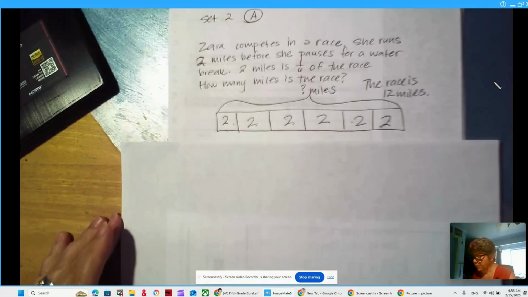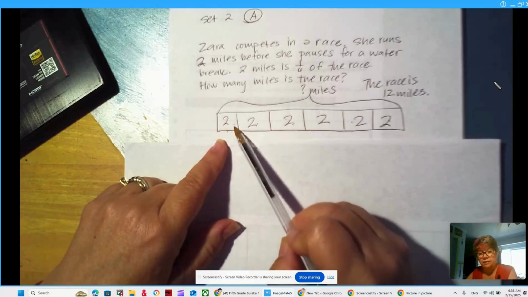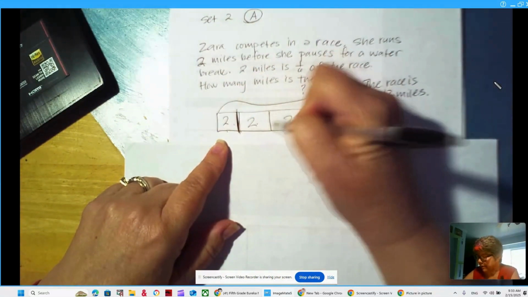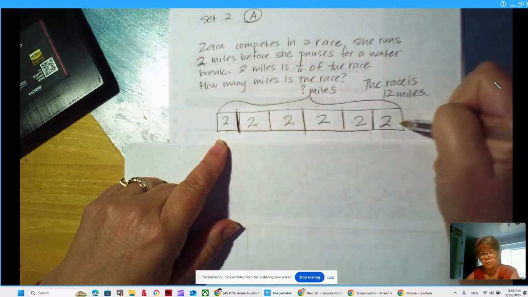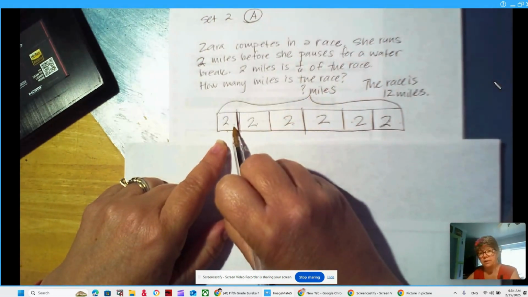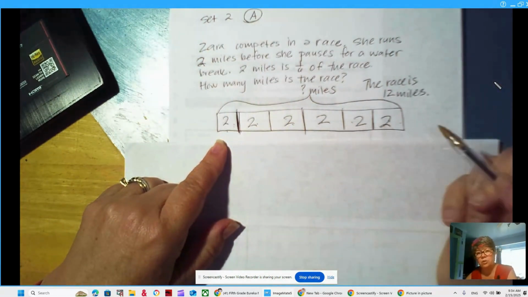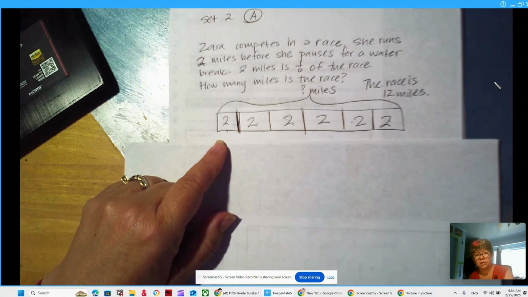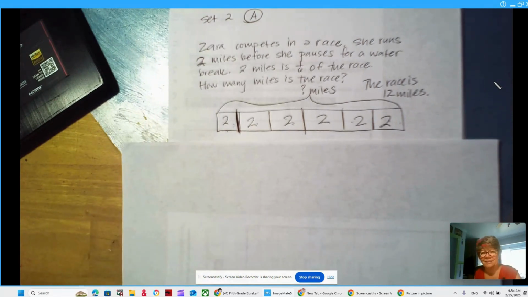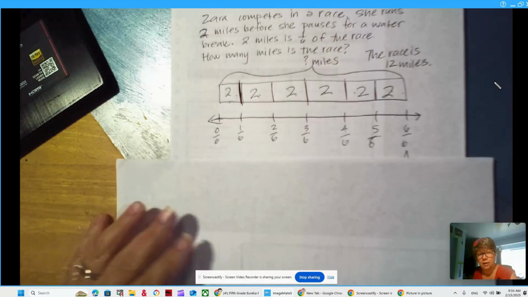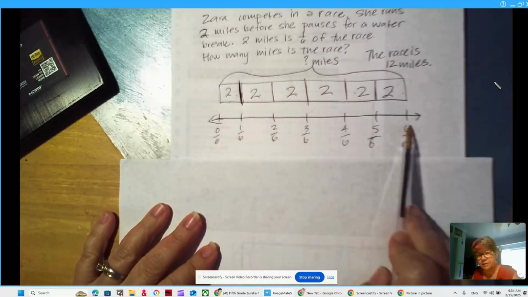Okay, so she runs 2 miles and she pauses, and 2 miles is 1/6. So I have my tape diagram broken into 6 parts with 5 lines. And if 2 miles is 1/6, then by the rule of tape diagrams, every block is going to be a 2. And I can just fill those in, and that tells me that the race is going to be 12 miles. All right. I know it can be a little easy when you hear the explanation, but thanks for really trying it out and checking your work. You can also put a number line underneath if that's going to help you to see the sixes.